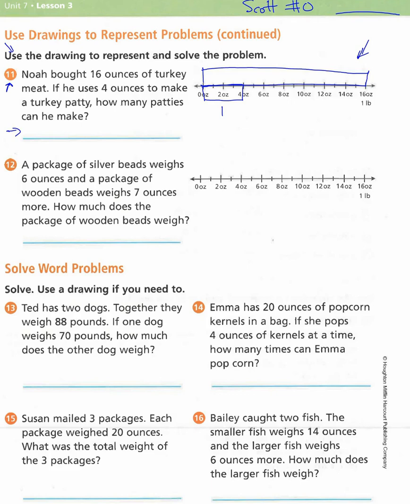All right, so here we go. And again, don't forget we're talking about ounces, or OZs. It should be your label. All right, so let's look at number 12. A package of silver beads weighs 6 ounces, and a package of wooden beads weighs 7 ounces more. So how much does the package of wooden beads weigh?